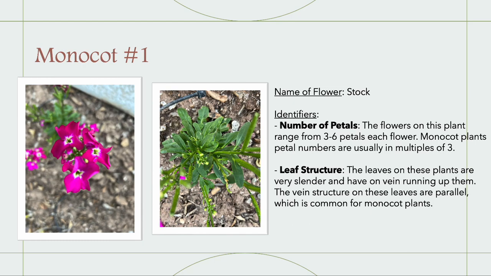the leaves on these, you can tell it has one large vein going up the middle of the leaves, and it has kind of a parallel structure to it. And this is also a typical monocot feature that we'll be looking for when we're identifying these monocot plants. So this is a perfect example of a monocot plant.